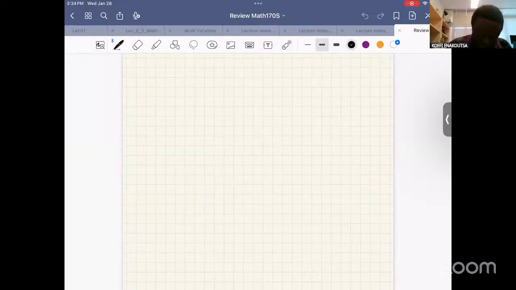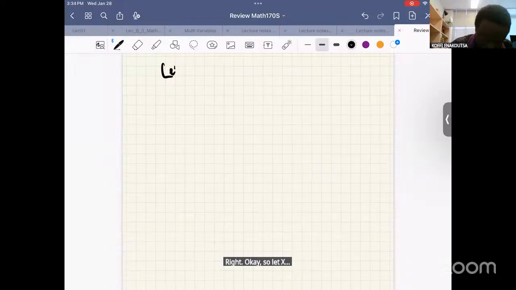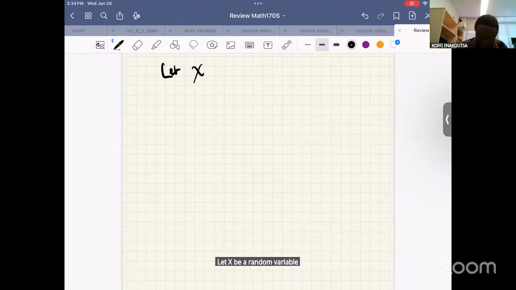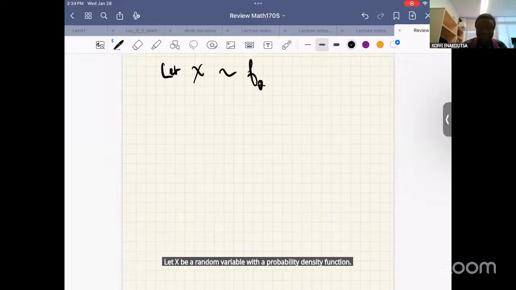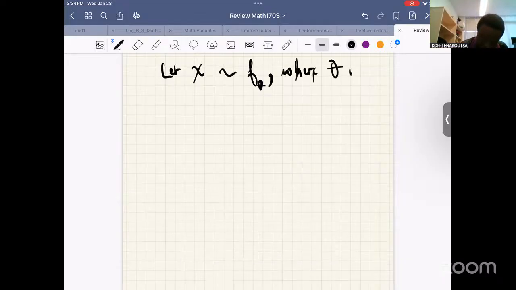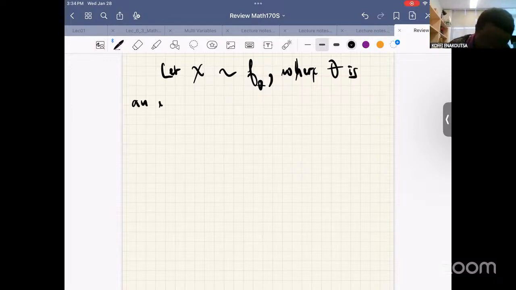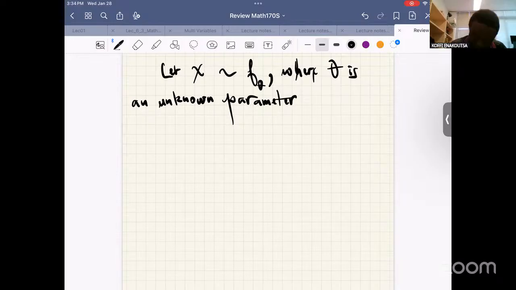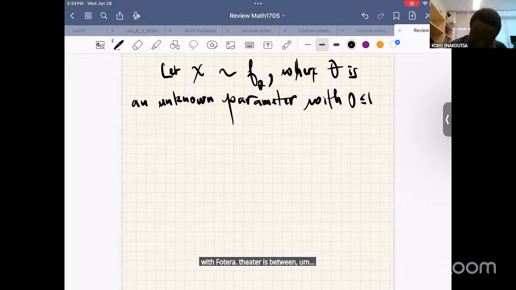Okay. So let X be a random variable with a probability density function f theta, where theta is an unknown parameter, with theta between 0 and 2.